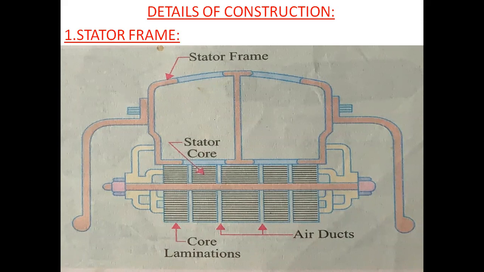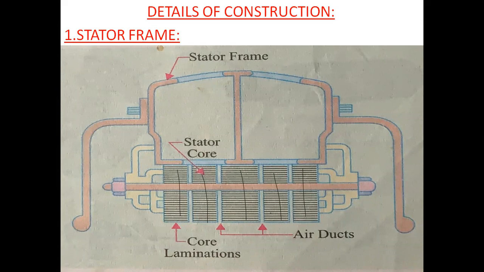Next, the stator core. The armature core is supported by the stator frame and it is built of laminations. You see in the diagram, this is the laminated core. These laminations are made of special magnetic iron or steel alloy, and the core is laminated to minimize eddy current losses.